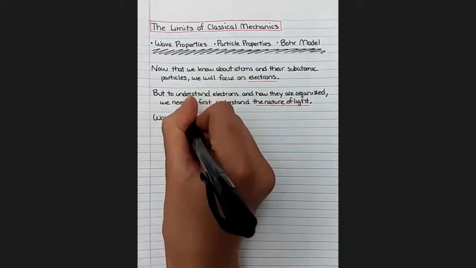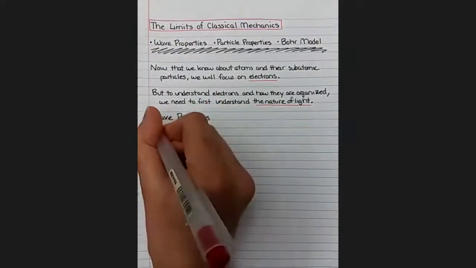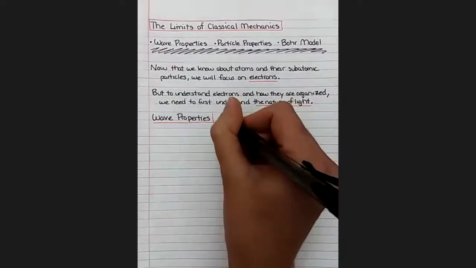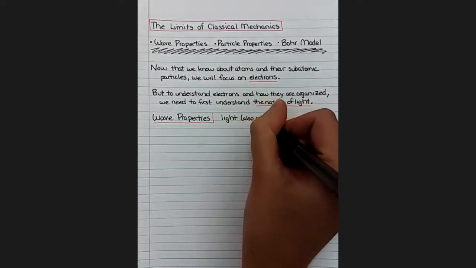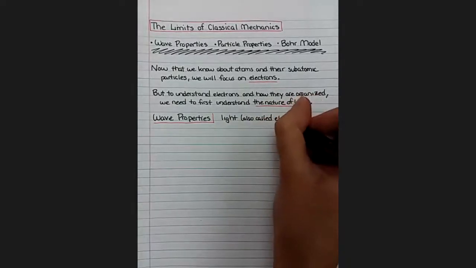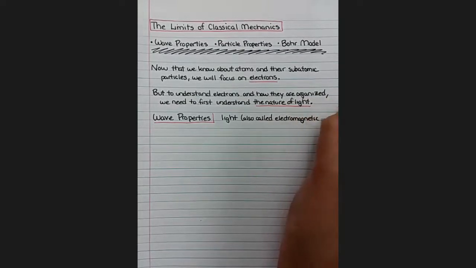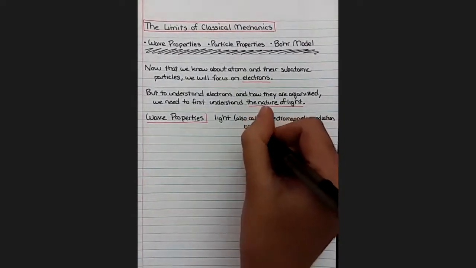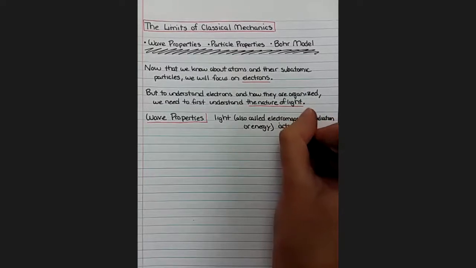And to talk about light, we need to talk about waves, because light behaves like a wave. So light, which is also called electromagnetic radiation, is the fancy name for all types of light. Doesn't quite fit on the page. There we go. Also called energy. Acts like a wave.